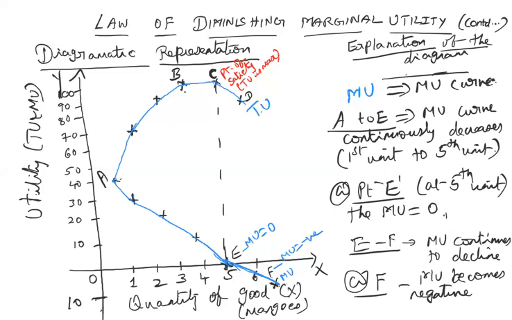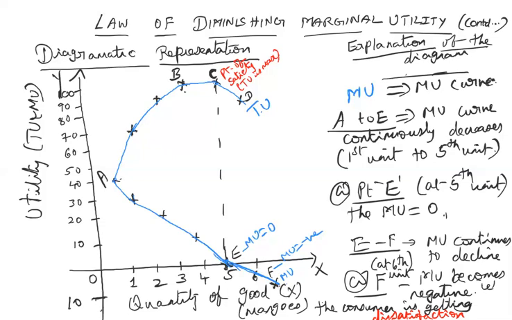So what is the meaning of that? The consumer is getting dissatisfaction when he is consuming the sixth unit. So you can mention here F at sixth unit. Okay, so this is how the marginal utility curve declines. This is what the law of diminishing marginal utility is trying to explain.